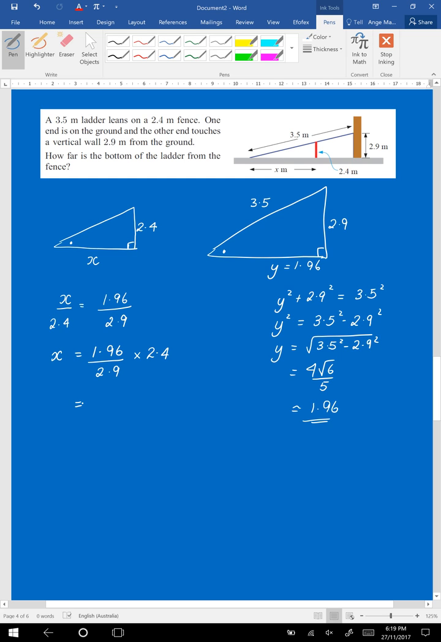So 1.96 divided by 2.9 times 2.4. And we end up with, oh, I think I've done a bit of a whoopsie there, so check that, 1.96 divided by 2.9, because I ended up with an answer of 34 point something. That didn't seem realistic. So always check that you've got a reasonable answer. So we've ended up with 1.26 meters, which seems to be more in line with the question rather than 34.7. Okay, so always check your work.